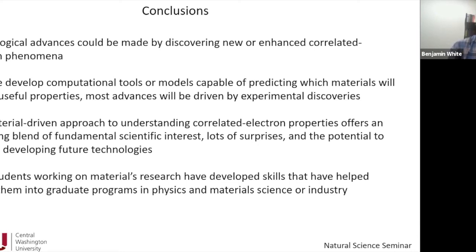So let me go ahead and offer a few concluding remarks. Technological advances ideally could be made by discovering new or enhanced correlated electron phenomena. That's been the case with a lot of the advances we've made to date, that new materials have led to those, and I expect that to continue. But until we develop computational tools or models that are really capable of predicting which materials are going to exhibit these properties, most of these advances will probably continue to be made by experimental discoveries.